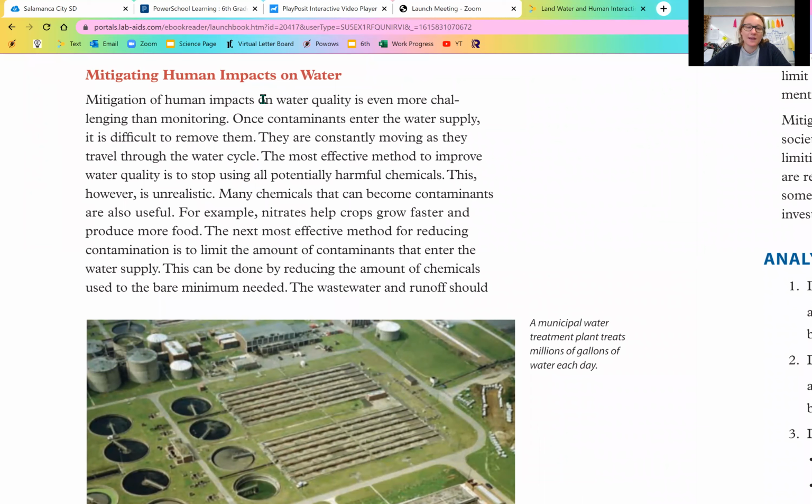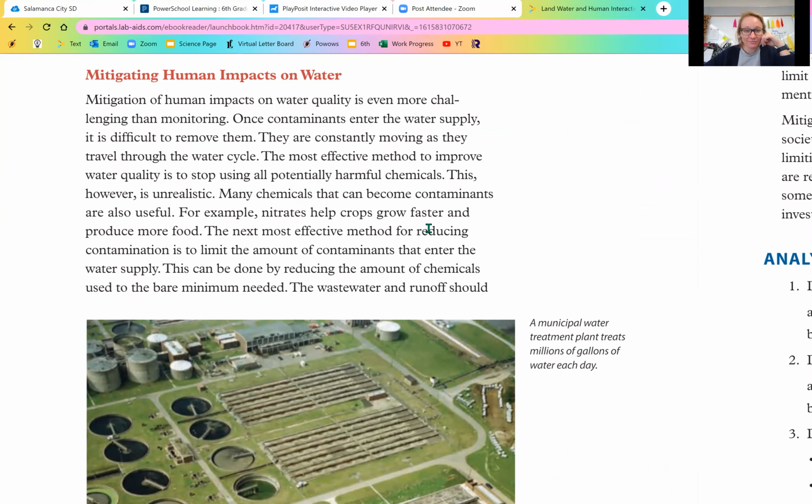Mitigation of human impacts on water quality is even more challenging than monitoring. Once contaminants enter the water supply, it's difficult to remove them. They are constantly moving as they travel through the water cycle. The most effective method to improve water quality is to stop using all potentially harmful chemicals. This, however, is unrealistic. Many chemicals that can become contaminants are also useful. For example, this was one of our fertilizer ingredients. Nitrates help crops grow faster and produce more food.